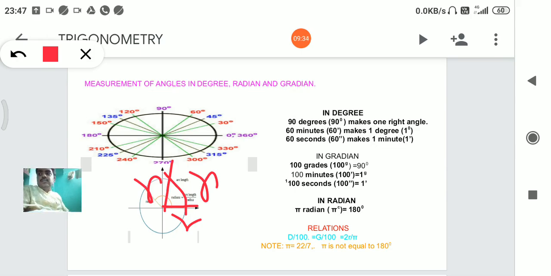So in this circular measurement, the angle subtended at the center of the circle by an arc equal to the radius of the circle. This is very important. And this angle, say I am giving you P, O, Q, this P, O, Q or Q, O, P, this angle is known as 1 radian.